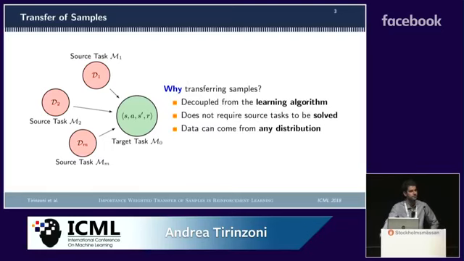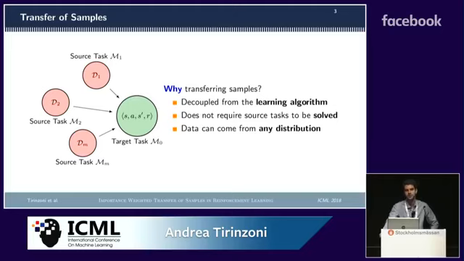Now, there are several key advantages of transferring samples over other kinds of knowledge, which are worth mentioning here. Probably the most important is that a sample is completely decoupled from the learning algorithm. Even better, under our common state space assumption, the sample is not even part of the agent, it's part of the environment, which favors transfers between algorithms and agents.